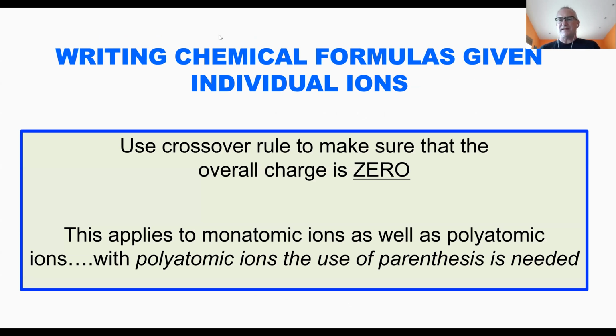So we basically use what I like to call the crisscross applesauce rule. That's sort of like the simplest way to figure out how many ions of each kind are going to give you a balanced charge. And that applies to monoatomic ions like chloride, fluoride, bromide, calcium ion, sodium ion, whatever.